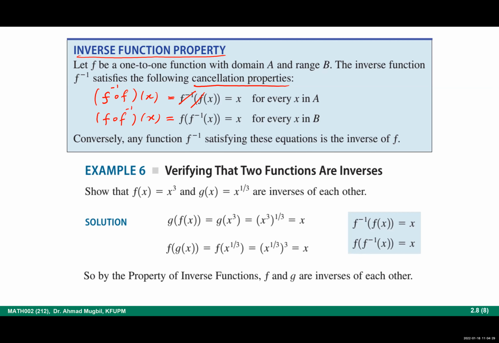If they cancel each other, if g cancels f and you get x at the end, then they are inverses of each other. Just be careful here, guys, that this x here is not the same as this x. This x is in the domain of f. It is inside f. So it is in the domain of f, which is the range of the inverse. Here, where is it? It is inside the inverse. So it is in the domain of the inverse, which is the range of the function. Okay?